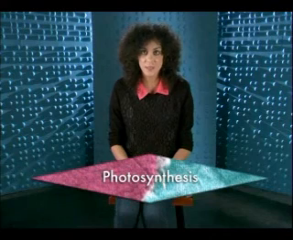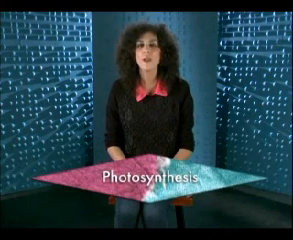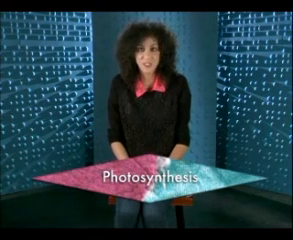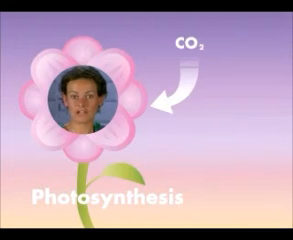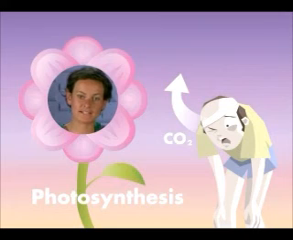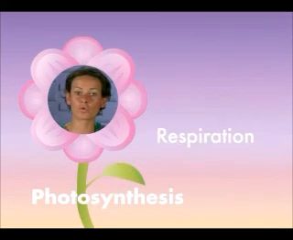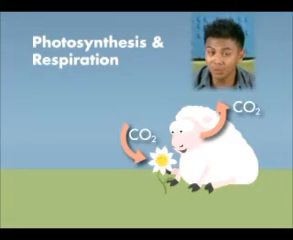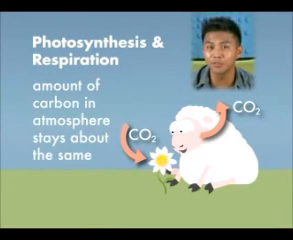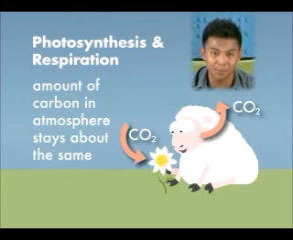Okay, here we go. Ever heard of photosynthesis? If you have, then you're already pretty well versed in one part of the carbon cycle. If you haven't, here's the gist. Plants take in carbon dioxide gas from the atmosphere and use it to make sugar. When living things use sugar for energy, they release carbon dioxide back into the atmosphere. This is called respiration. Notice that the combination of photosynthesis and respiration makes it so that the amount of carbon in the atmosphere always stays about the same.